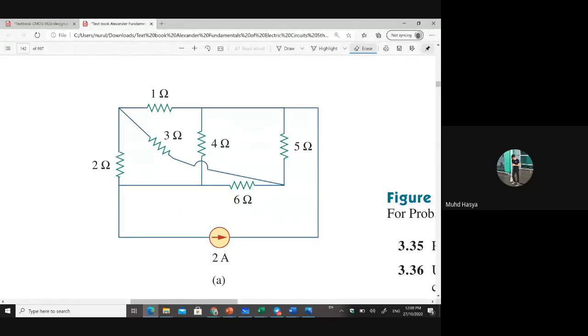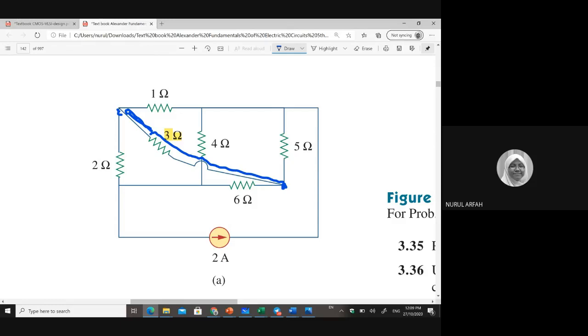Because the branch is crossing. Which one is crossing? The 3 ohm. It's actually this part, this one. It crosses. If you rearrange this one, it still crosses.